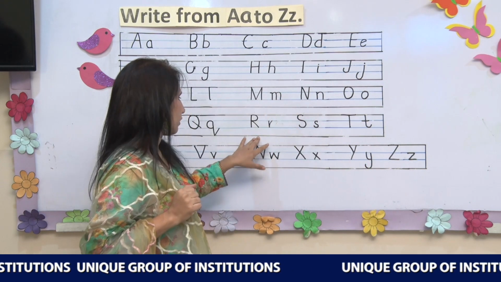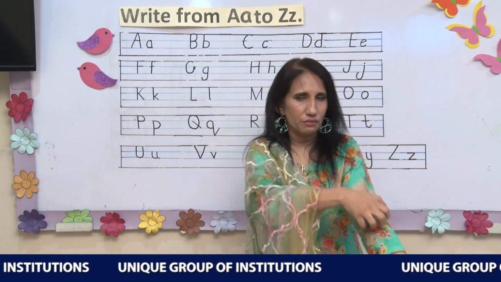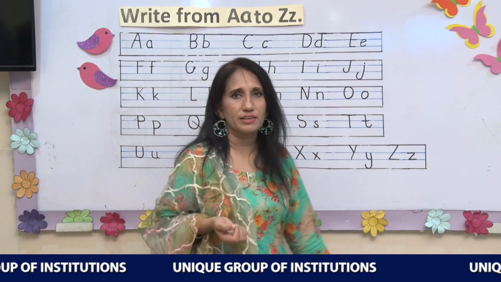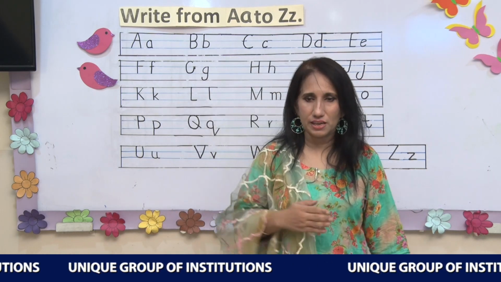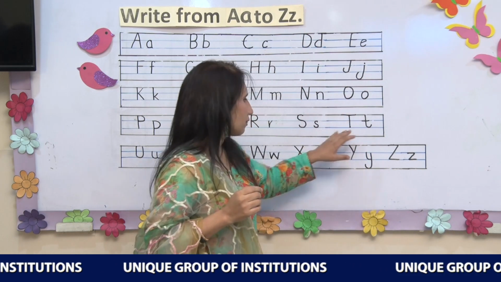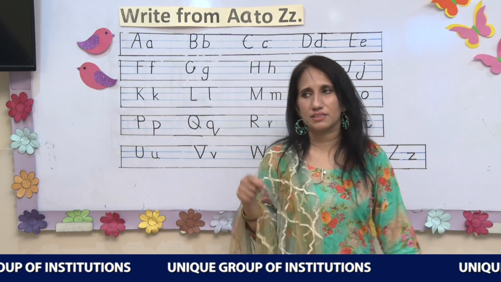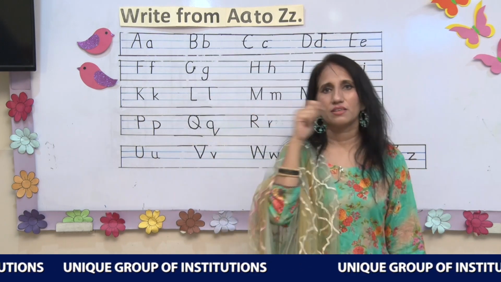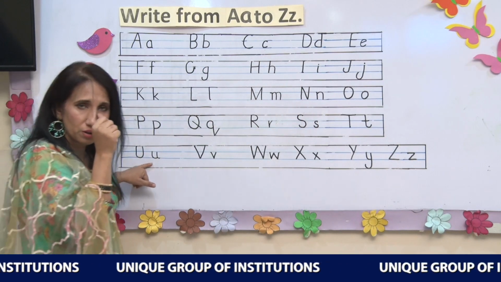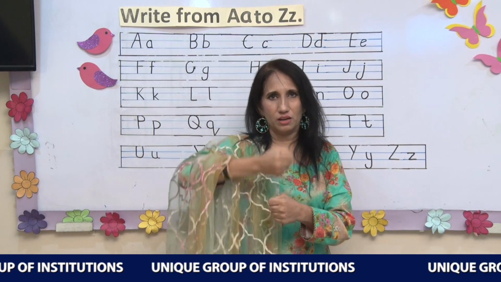After letter Q, there is letter R. The sound of letter R is R, R, R, R. Then S. The sound of letter S is S, as the snake. Then letter T. The sound of letter T is T, as I am playing table tennis. Okay, our next letter is letter U, and the sound of letter U is A. I am opening the umbrella.